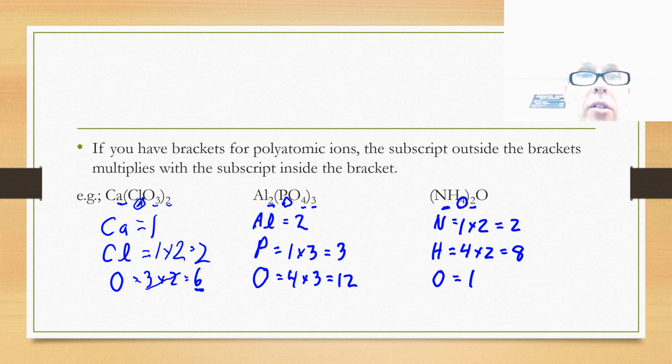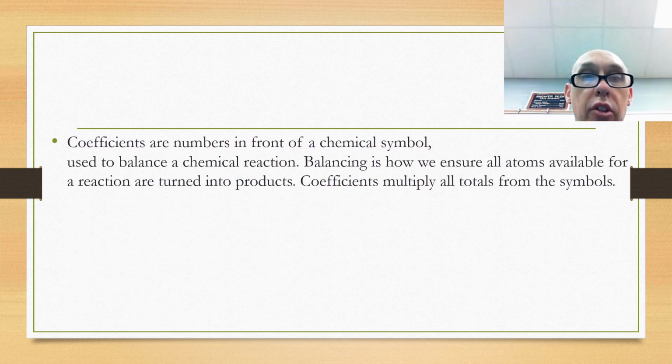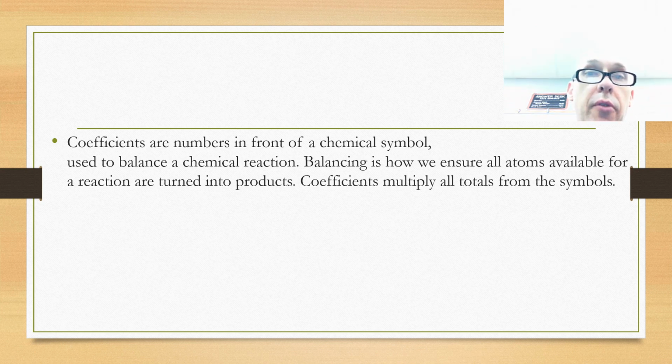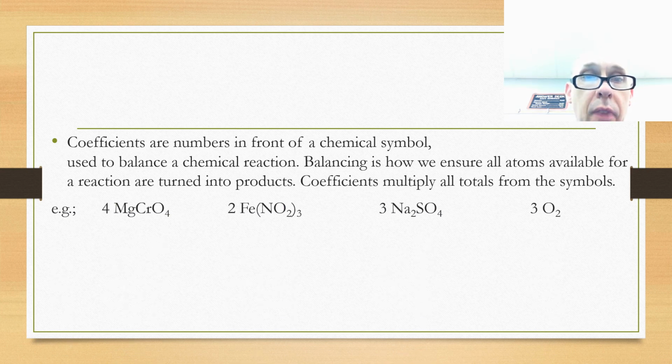Okay, one last piece. The last piece is something called a coefficient. Coefficients are numbers that are put in front of a chemical symbol used to balance a chemical reaction. Balancing is how we ensure that all atoms available for a reaction are turned into products. So coefficients will always multiply all the totals from the symbol. Everything that we've done so far, we will always multiply with numbers out front. So if you're ever unsure what to do, you're multiplying. So here's some examples. Let's start with the first one, MgCrO4.